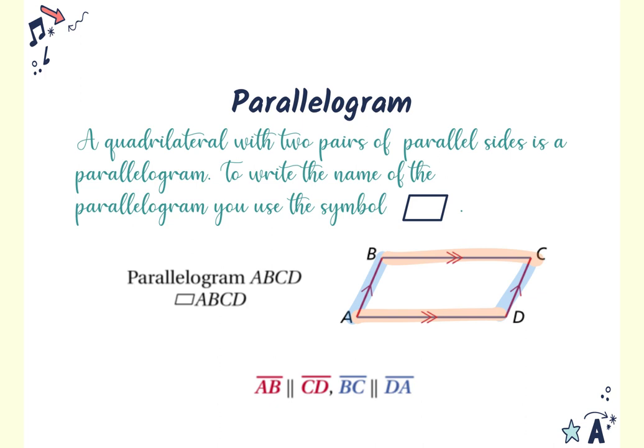To write the name of the parallelogram, you can use a little symbol that looks like a little mini parallelogram. You could use the whole word, like parallelogram ABCD, or you can use the symbol. In this diagram, AB is parallel to CD, and BC is parallel to DA.